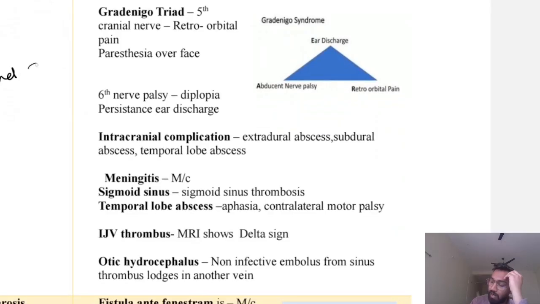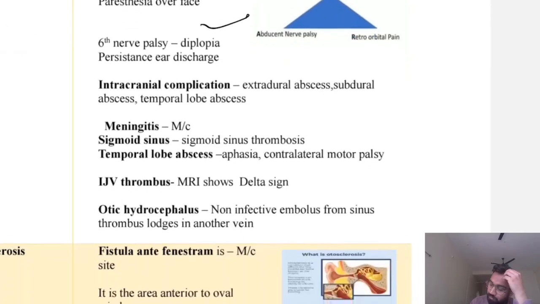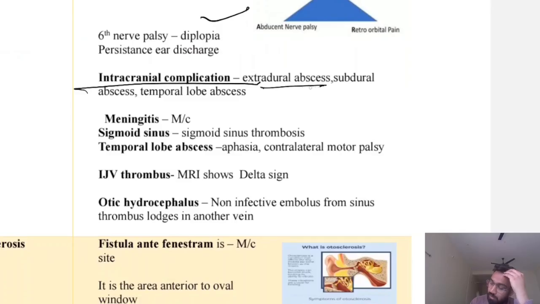Now the Gradenigo triad, that is retroorbital pain, paresthesia over the face, and sixth nerve palsy, diplopia, with persistent ear discharge. So these all are the features of Gradenigo triad. Okay. Now the intracranial complications: extradural abscess, subdural abscess, and temporal lobe abscess. So these are the intracranial complications. Meningitis is the most common complication, sigmoid sinus. So it involves sigmoid sinus thrombosis, temporal lobe abscess.